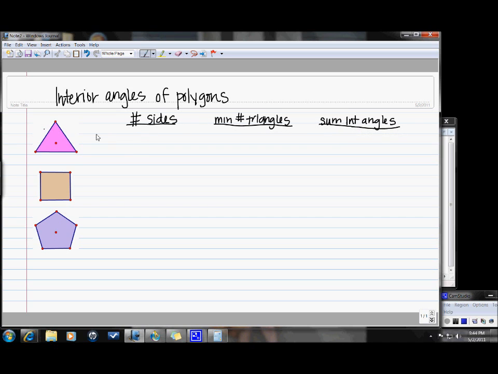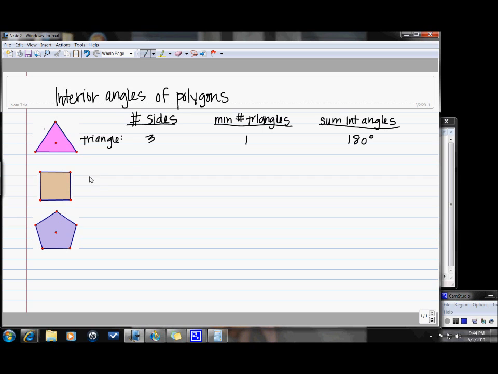So let's start with this triangle. We know that the number of sides is 1, 2, 3. So we've got 3 sides. The minimum number of triangles that we can create from a triangle, well, it's already a triangle, so 1. We don't need to do anything to it to create triangles. And we already know from doing a whole bunch of stuff on triangles that the sum of the interior angles of any triangle is 180 degrees. All the interior angles of a triangle always have to add up to 180 degrees.